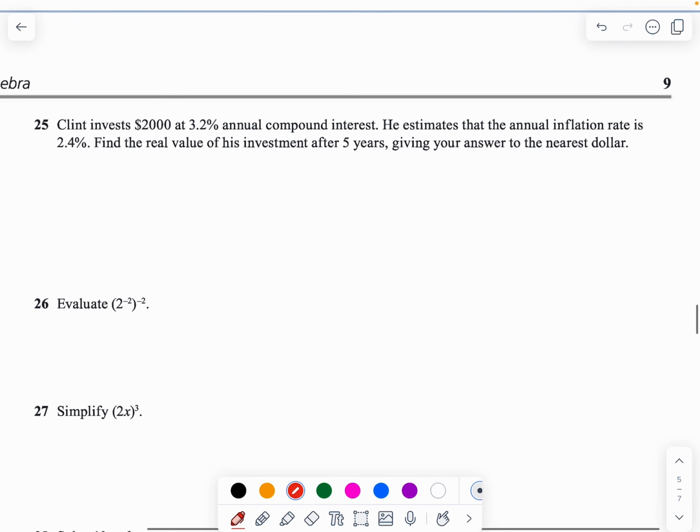Coming to question number 25. Clint invests 2,000 at 3.2% annual interest. He estimates that the annual inflation rate is 2.4%.